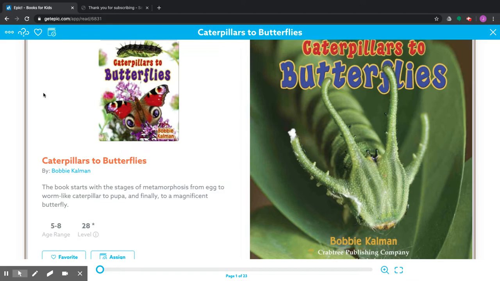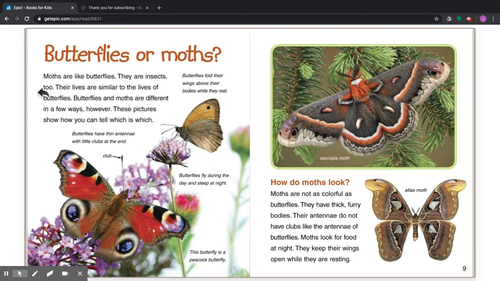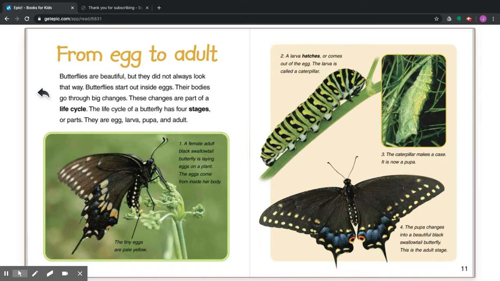One interesting thing about nonfiction books is you don't always have to start from the beginning like you would with a fiction book for it to make sense, because it's not a story, it's just giving you facts. So if you want to learn about certain specific things, then you can just turn to those pages. So we're going to start on page 10. Here we go. From egg to adult.